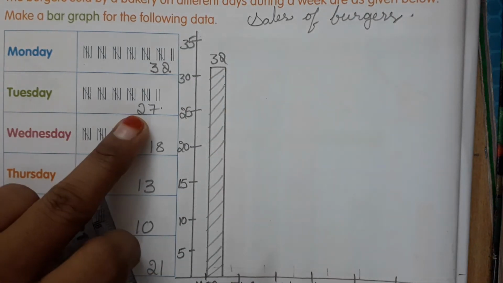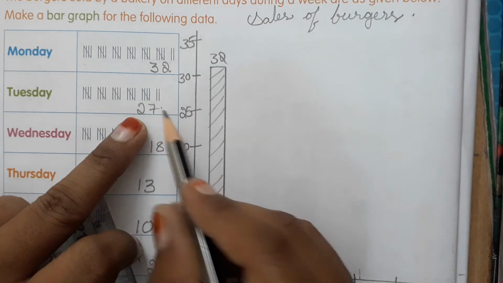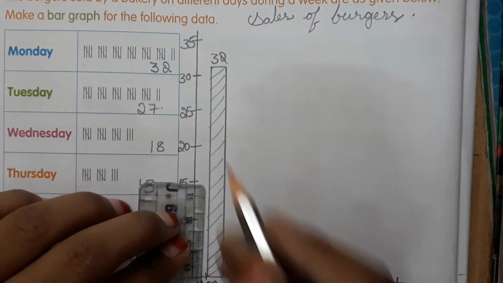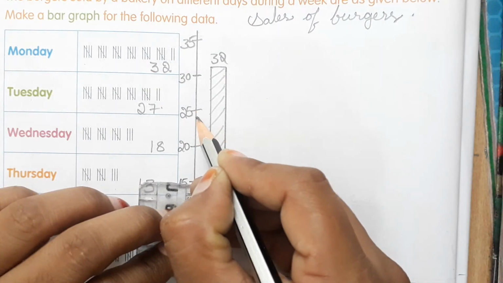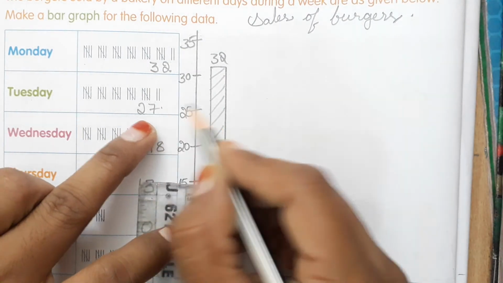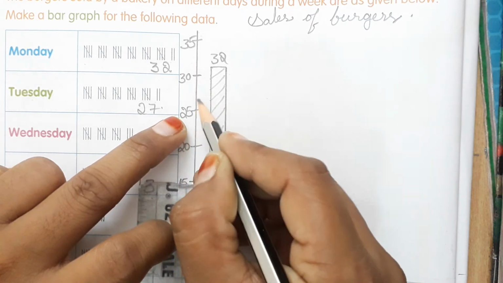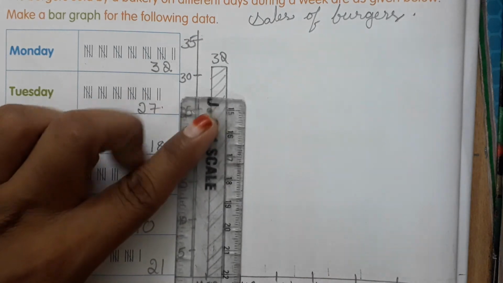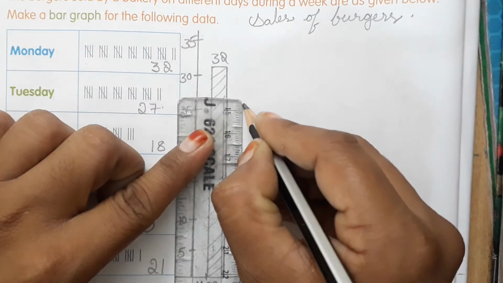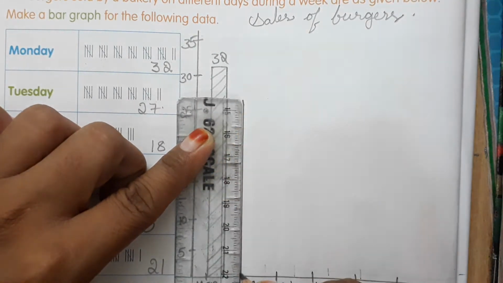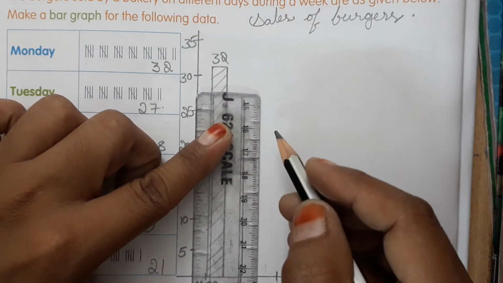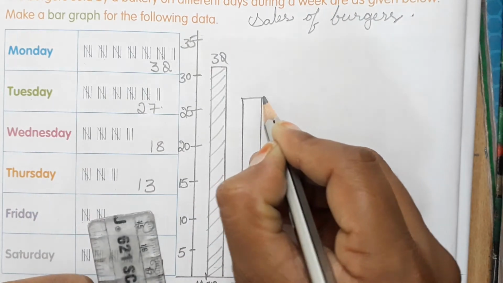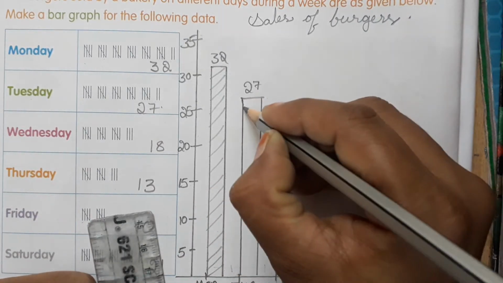Okay, next Tuesday, 27. So 27 is between 20 and 25. More than 20, less than 25. Little bit less than 25. So, sorry children, 27, na. So more than 25, less than 30. So little bit more than 25. So draw a line up to here on Tuesday. How much? 27.